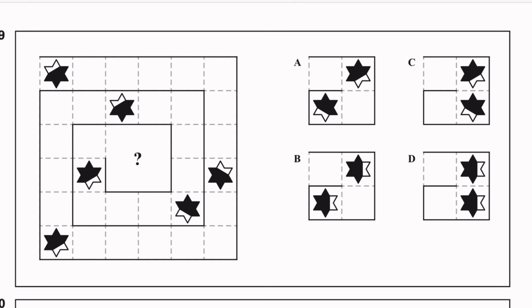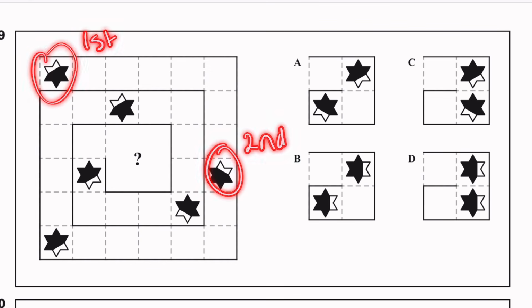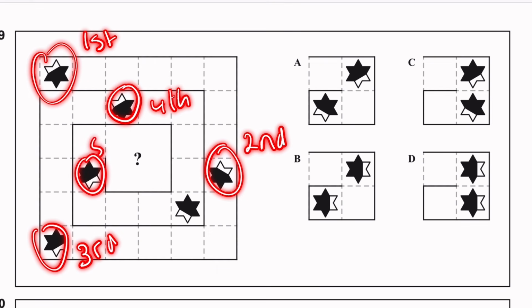And usually when you're doing a maze, you start at the entrance here. So this will be our first shape. This is our first. This will be our second. This will be our third. This will be our fourth. And this will be our fifth. Okay?